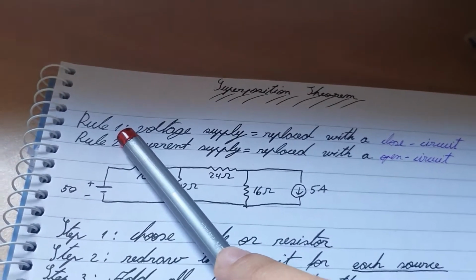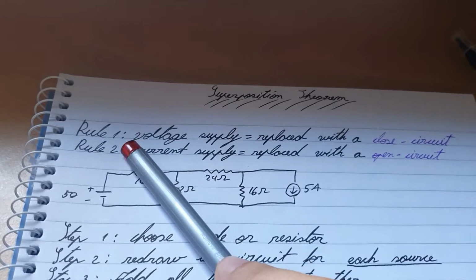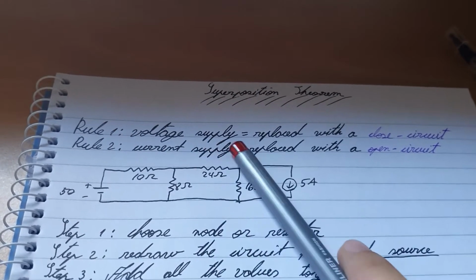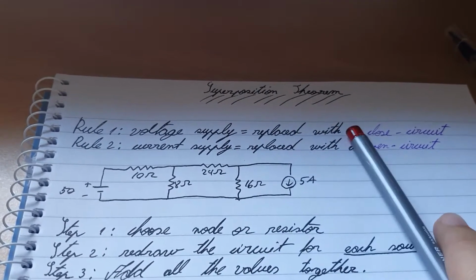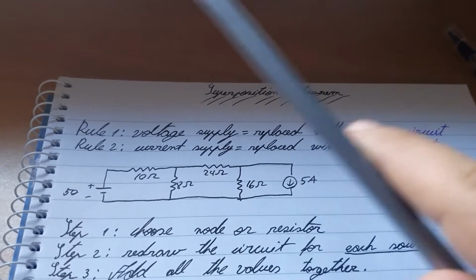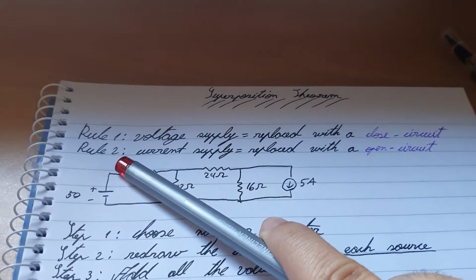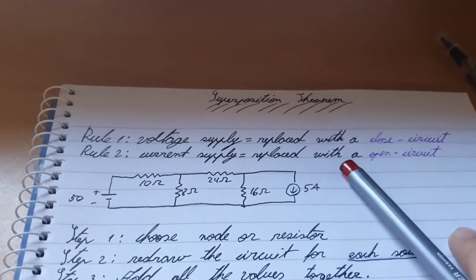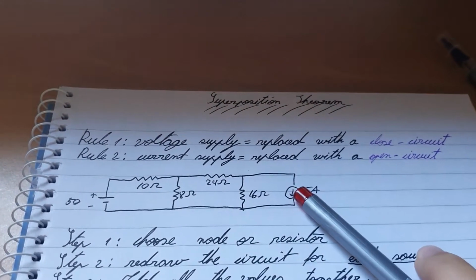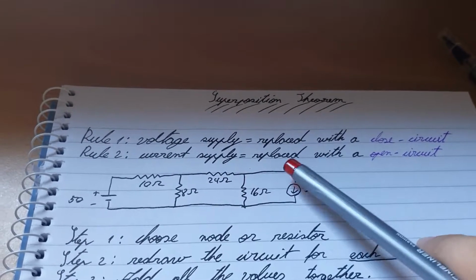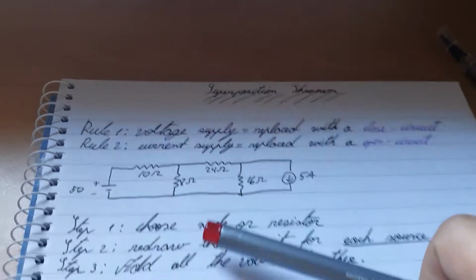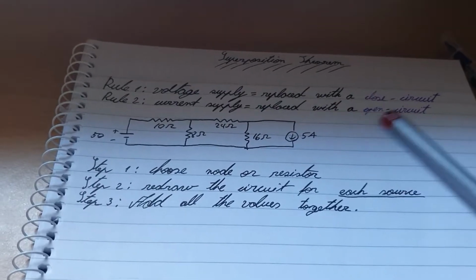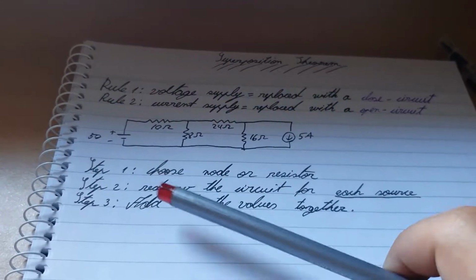Anyway, so they follow two basic rules. Rule number one: a voltage supply is replaced with a closed circuit. Basically, a voltage supply is replaced with a wire. Rule number two is a current supply is replaced with an open circuit. So this is the current supply, it will be replaced with an open circuit instead of a wire, which will cut all the other components from that side on.